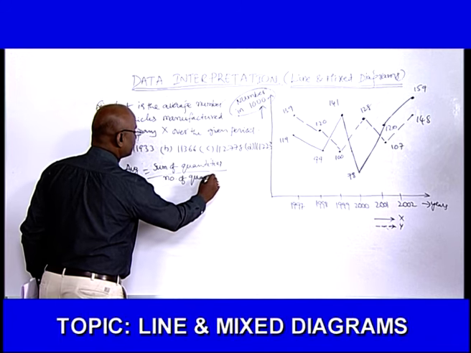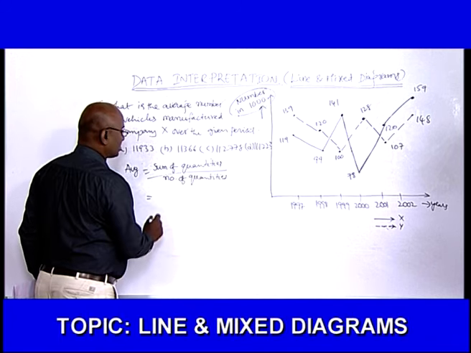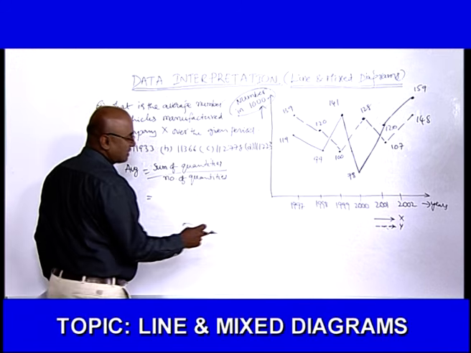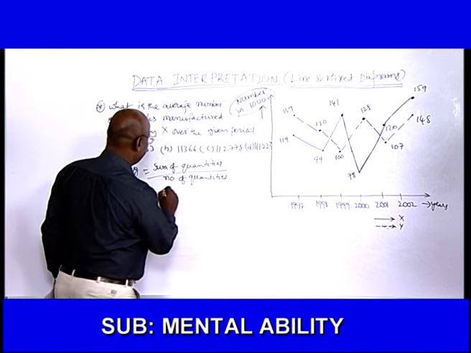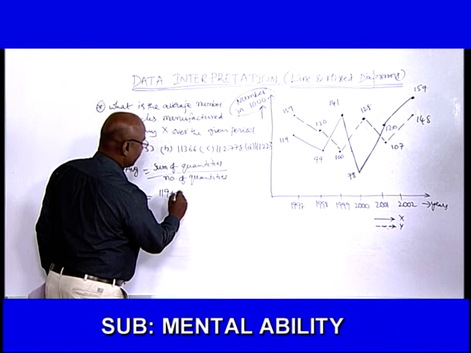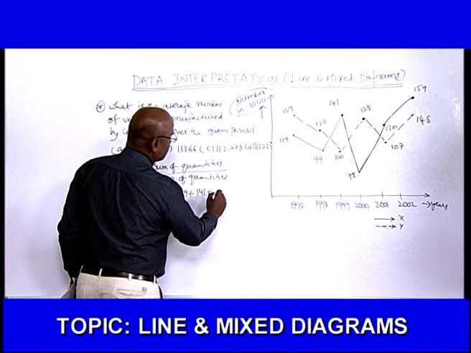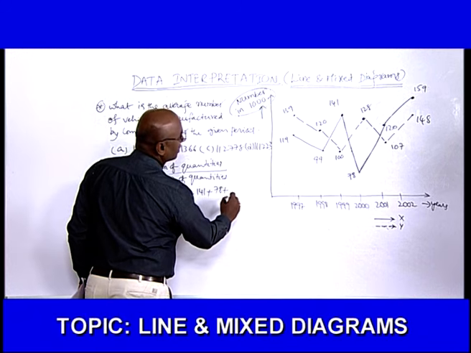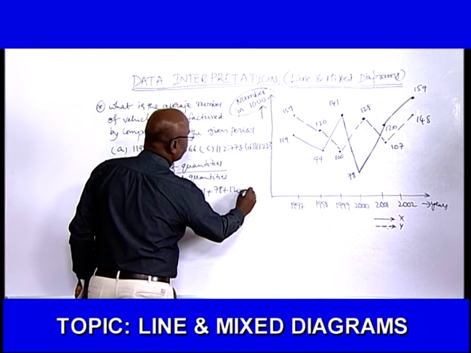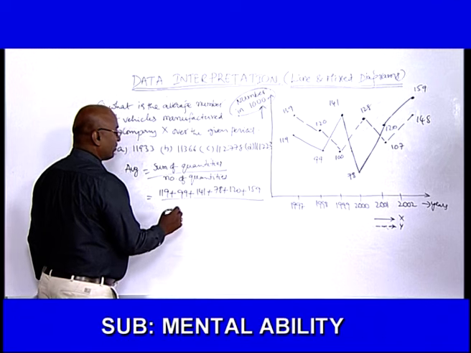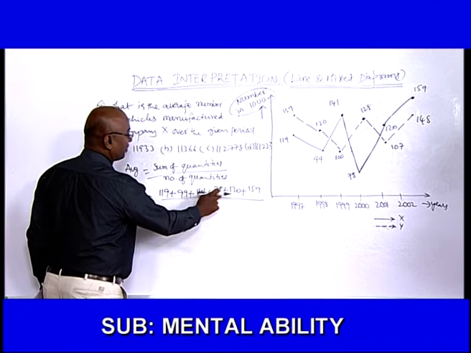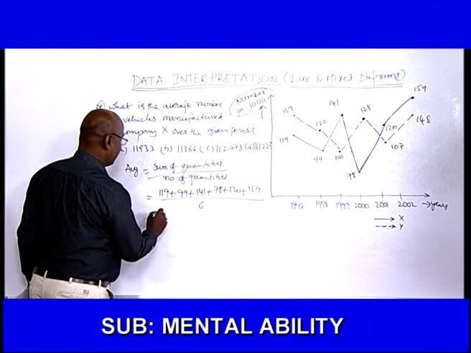Here the sum of the quantities is nothing but the productions. So what is the company X production? 119 plus 99 plus 141 plus 78 plus 120 plus 159, divided by the number of quantities, 1, 2, 3, 4, 5, 6.